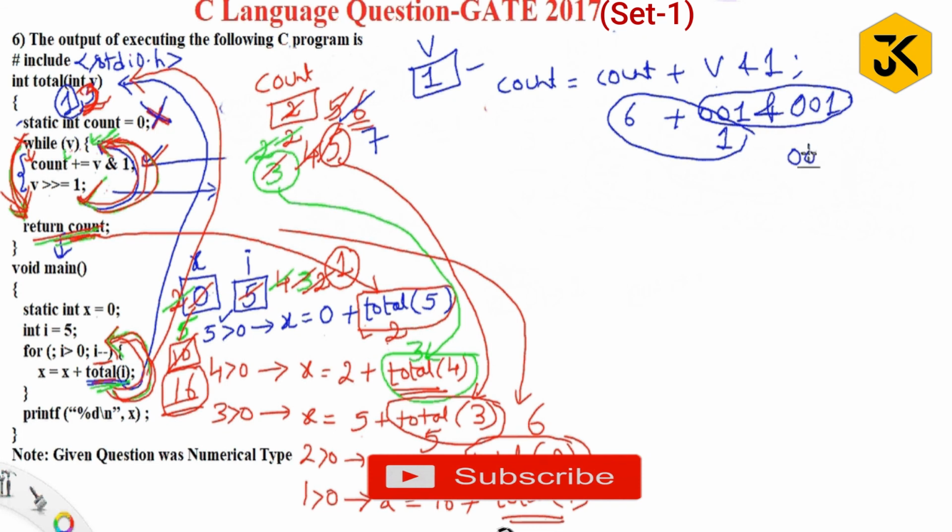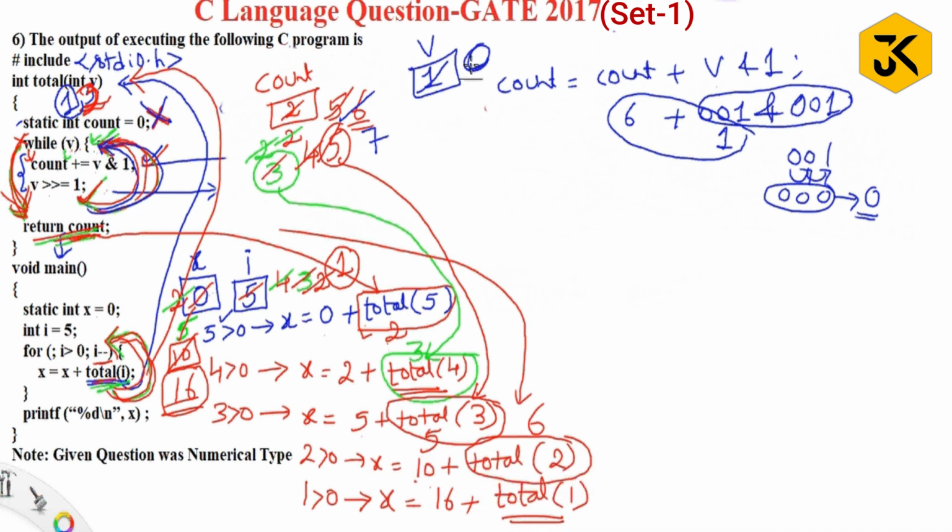Now we right shift by 1. The V value is 001. Right shift by 1 means this 0 will come to here, this 0 will come to here, and 0 will come. So the decimal representation of 001 right shifted by 1 is 0. So that will be updated here, 0. While of V, while of 0, the condition fails. When the condition fails, control comes to here and it is going to return count. That count will be returned to here. What is the count it is going to return? 7. It is going to return this 7.